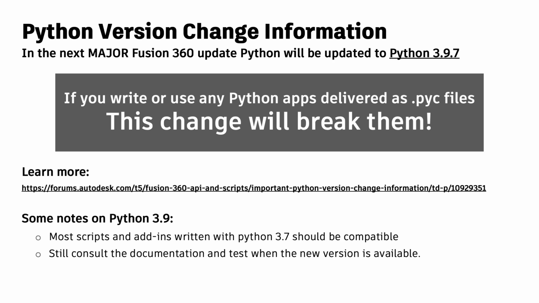But if you do distribute an add-in that only has compiled Python in it and it was compiled in 3.7, there's some things that you need to do. You just need to get a new version out there when the new Fusion comes out that is compiled to Python 3.9. Other than that, nobody should see really any impact, except for the fact that you can now use all the things that are new in 3.8 and 3.9.